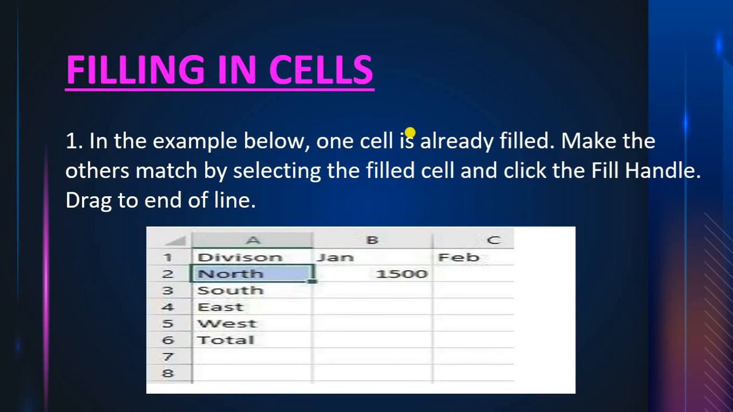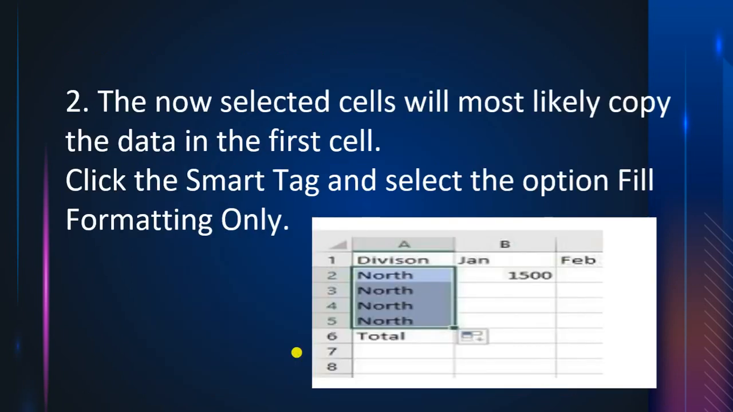Now filling in the cells. How will you fill in the cells? In the example below, one cell is already filled, and make the others match by selecting the cells and clicking the fill handle. This black box is called the fill handle. You have to take this black box till the bottom and your cells will be selected. The selected cells will most likely copy the data in the first cell. If you take the cell and drag it downwards till the cell you want, it will copy the data as it is. It was north there, so it has copied north all the way.